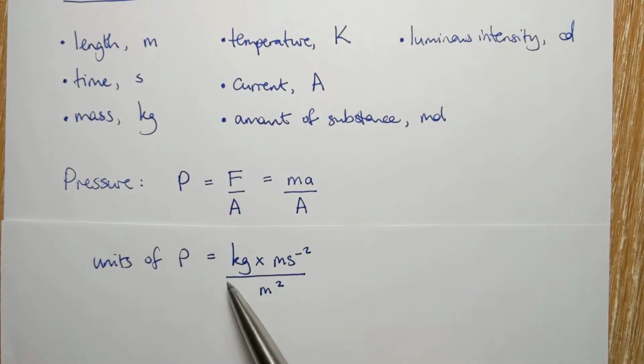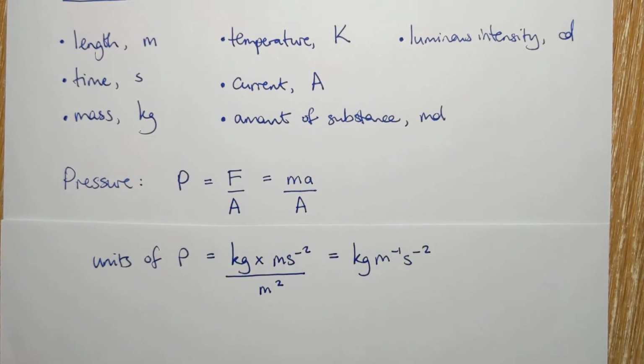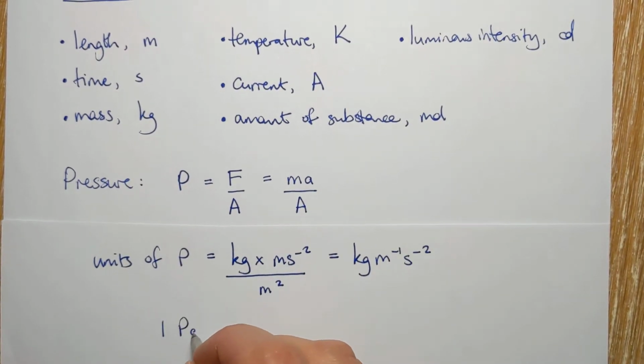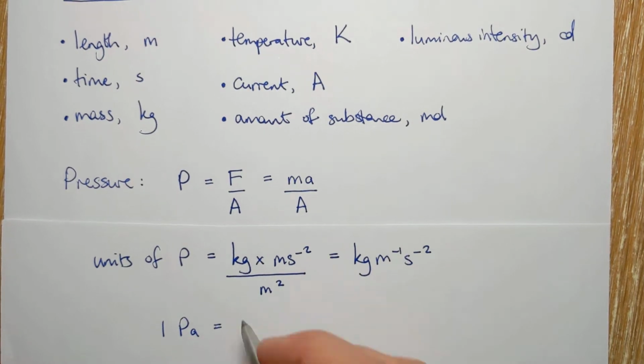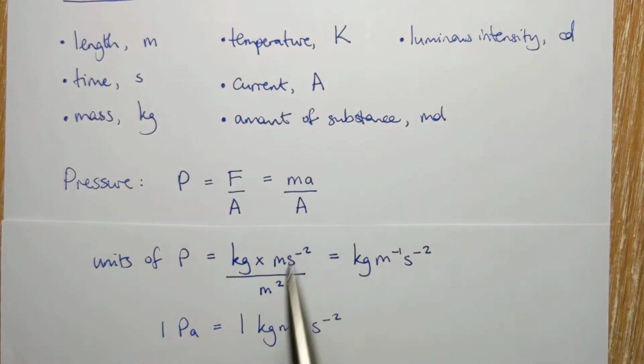And now treating these just as though they were variables, we tidy up and simplify. So this m cancels with one of those m's, and I find that 1 pascal is equal to 1 kilogram per metre per second squared. So that's how you do it. So that's the combination of the base units that make the pascal.